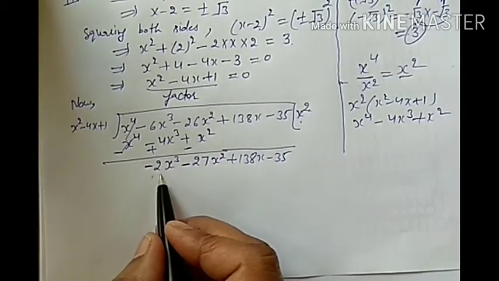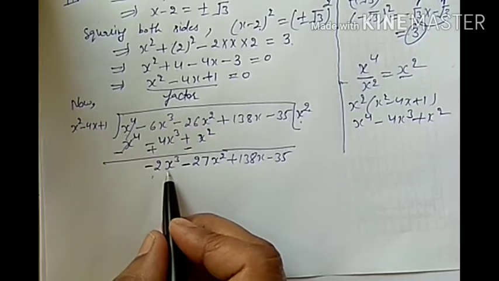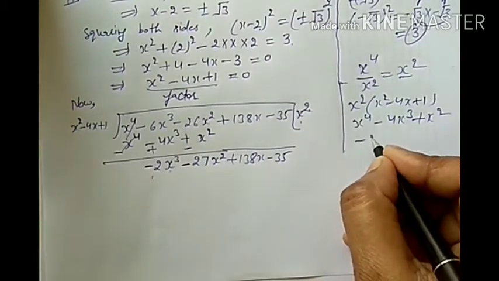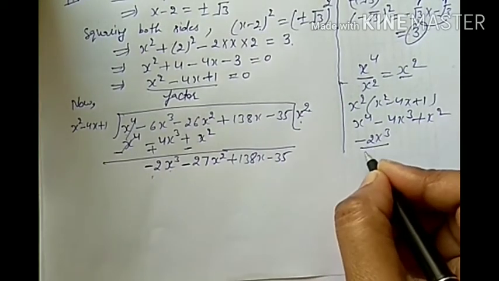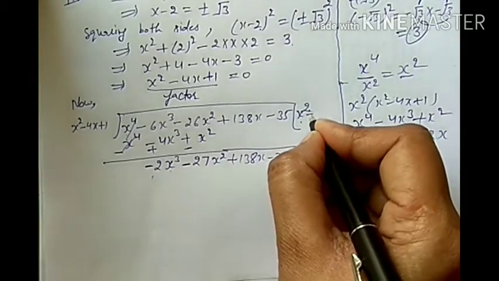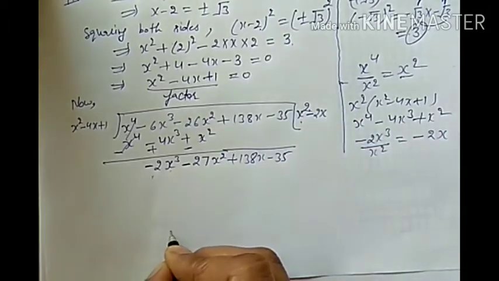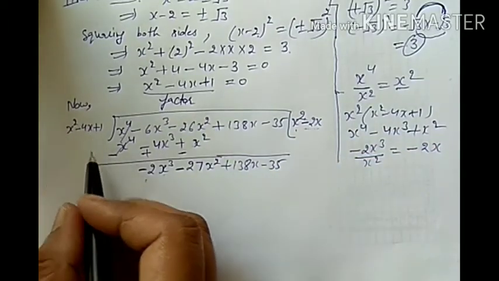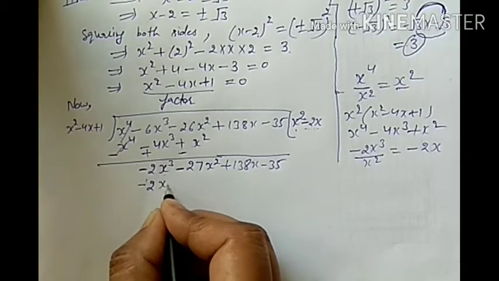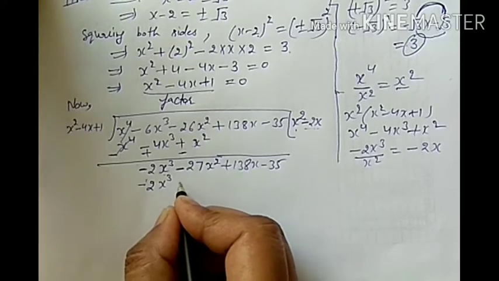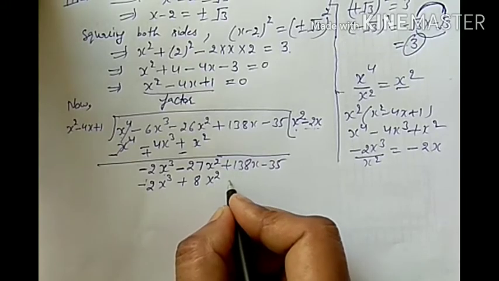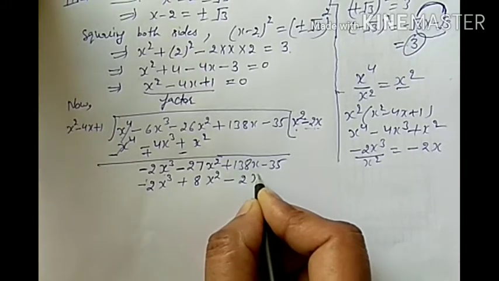Now again, the highest power of the dividend divided by the highest power of the divisor. Minus 2x cube divided by x square, we get minus 2x. So the second term in the quotient is minus 2x. And we multiply minus 2x and the divisor. We get minus 2x cube plus 8x square minus 2x.